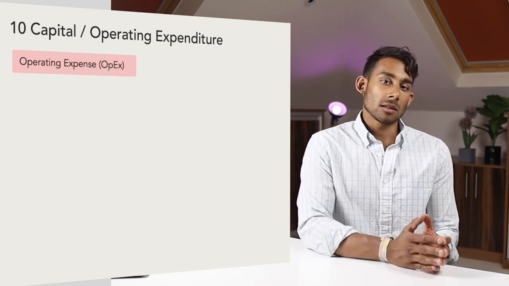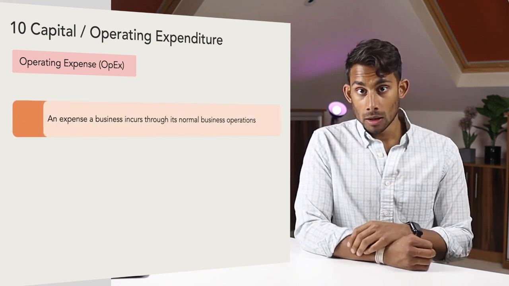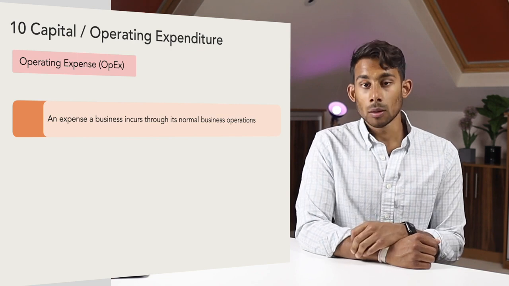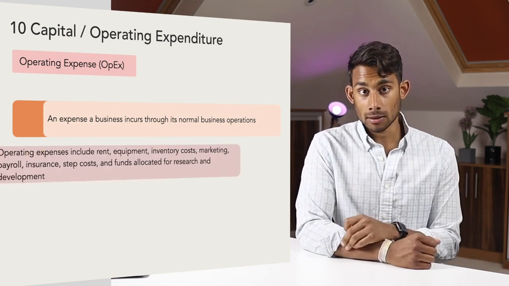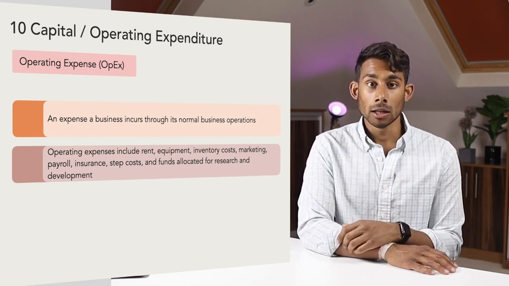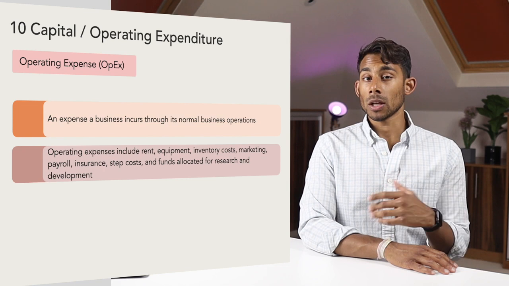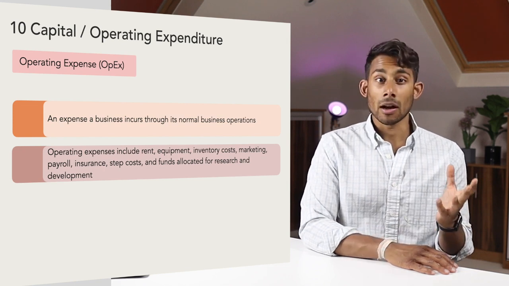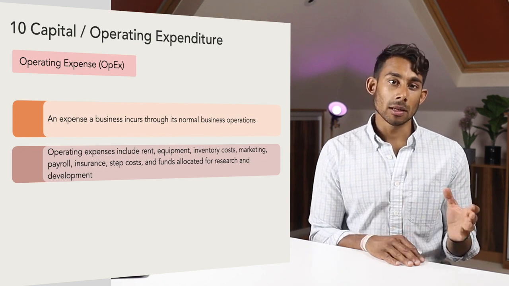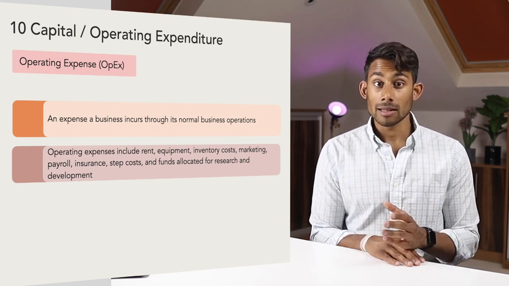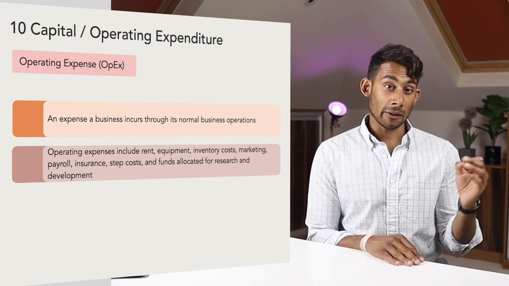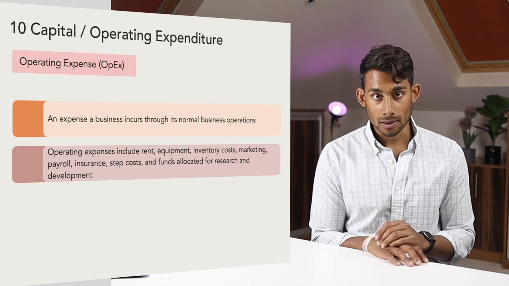An operating expense, sometimes called revenue expenditure, is an expense a business incurs through its normal business operations. Often abbreviated as OPEX, operating expenses include rent, equipment, inventory, marketing, payroll, insurance, step costs, and funds allocated for research and development. One of the typical responsibilities that management must contend with is determining how to reduce operating expenses without significantly affecting a firm's ability to compete with its competitors.